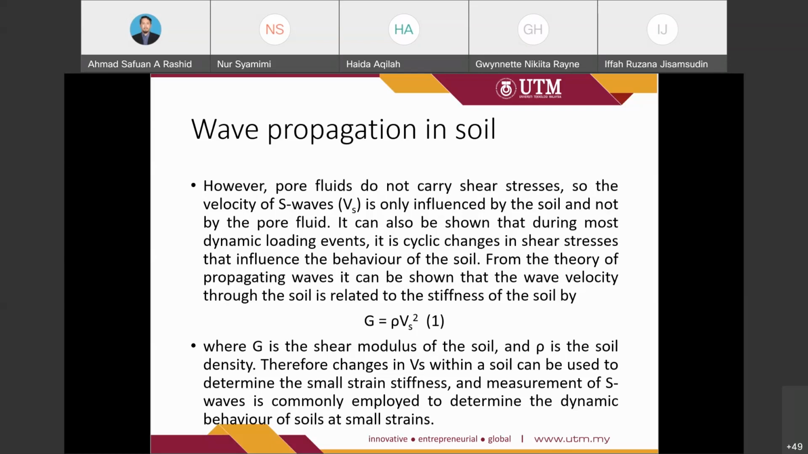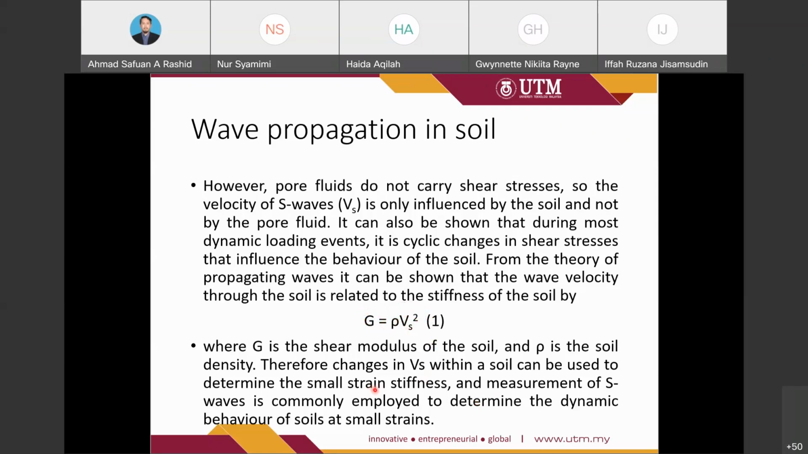From the theory of the propagating wave, it can be shown that the wave velocity through the soil is related to the stiffness of the soil by G equal to rho Vs squared. Here G is the shear modulus, rho is the soil density, and Vs is what we call the shear wave velocity. So from this equation, we can obtain the shear modulus value. Therefore, changes in Vs within the soil can be used to determine the small strain stiffness.